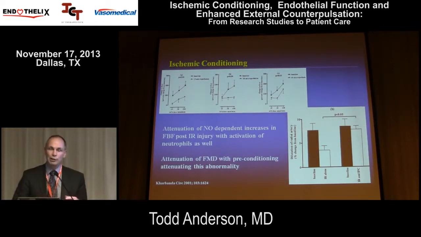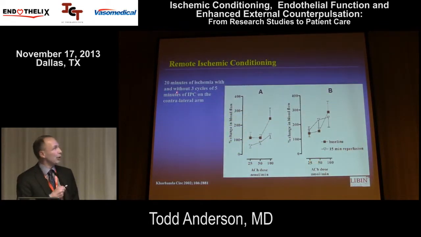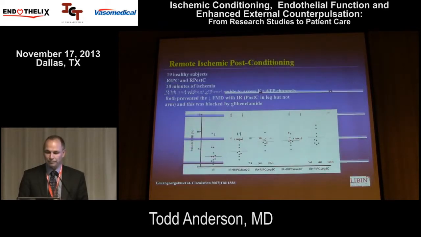And this became a model where people could look at acute endothelial injury and then look at different ways to improve that. They followed that up a year later with a remote study where they used the contralateral arm and again showed that endothelial dysfunction in the microvasculature, by looking at the change in blood flow to acetylcholine, was attenuated, but if there was remote ischemic preconditioning, there was not this abnormality in the microvascular response.